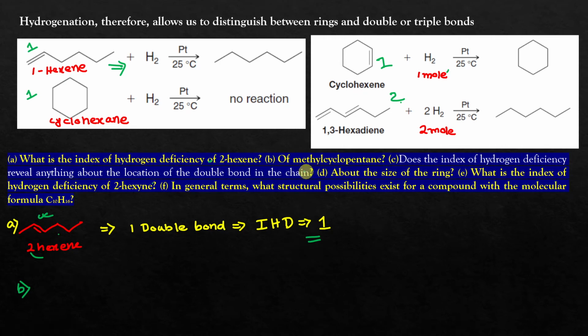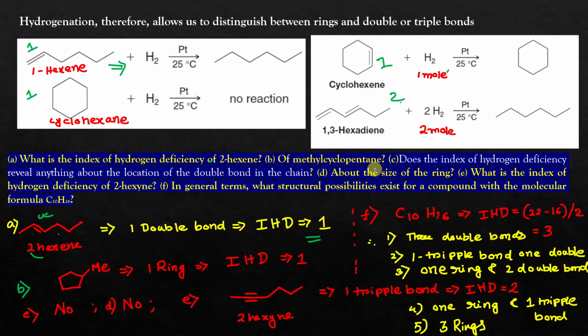Now another compound, methyl cyclopentane. We have to calculate the IHD of this compound also. You can see that this is the formula of methyl cyclopentane, and it has one ring, so it will also have an IHD of 1.